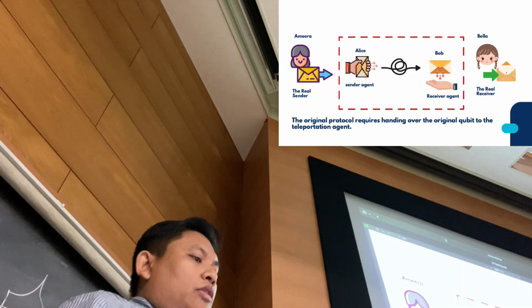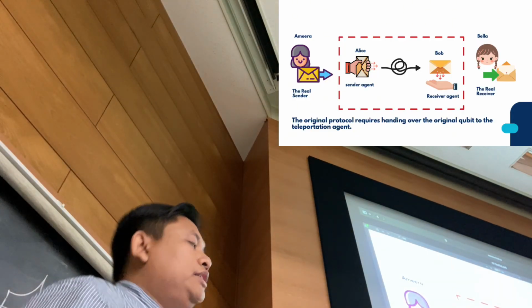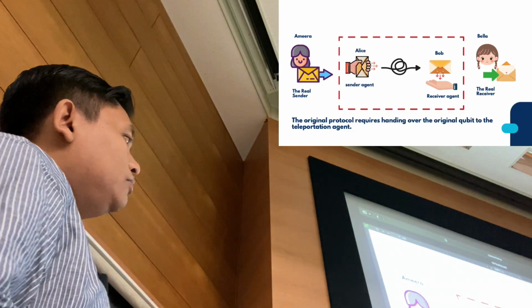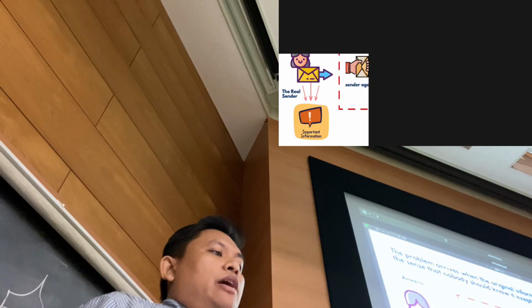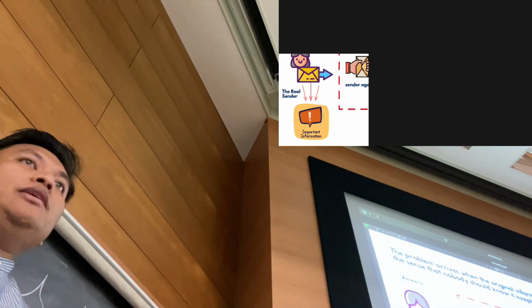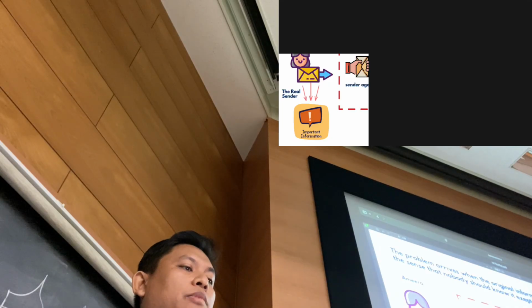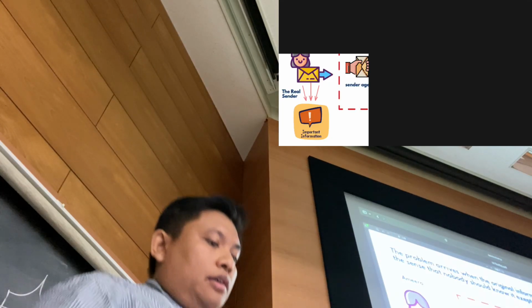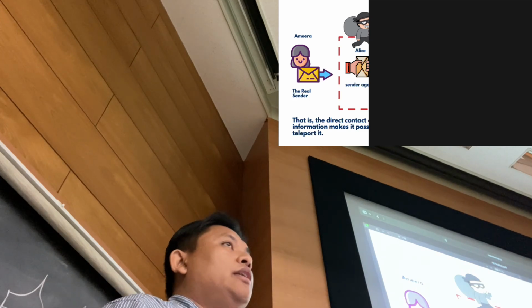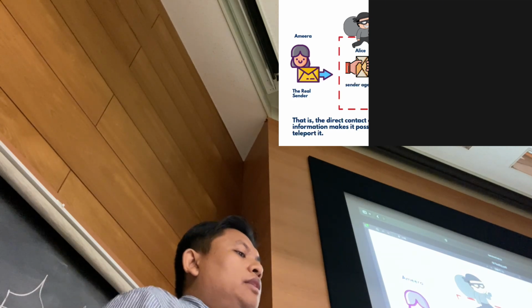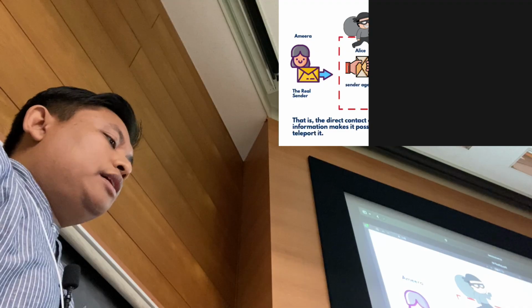So the original protocol requires handing over the original qubit from the real sender to the teleportation agent. The problem arises when the original information is very important, in the sense that nobody should know it except the real receiver. And the direct contact of the teleportation agent with the original information makes it possible to steal the information rather than teleport it.